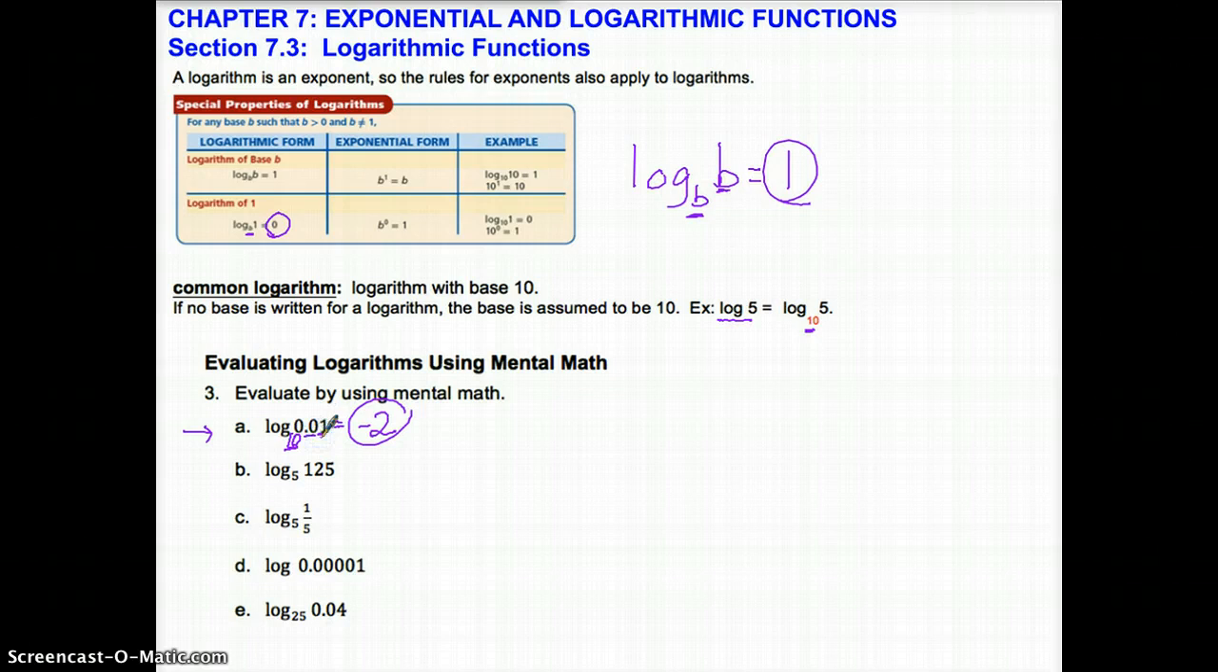So I'd like you to pause this and take a minute to try the other problems. In the next problem, we're just saying, what is the exponent that we have to raise 5 to in order to get 125? And that would be 3. 5 to the -1 power gives us 1 over 5. And then once again, we're implying that's a base 10. 10 raised to the -5th power gives us 0.00001. And then 25 is our base. 25 to the -1 gives us 0.04.